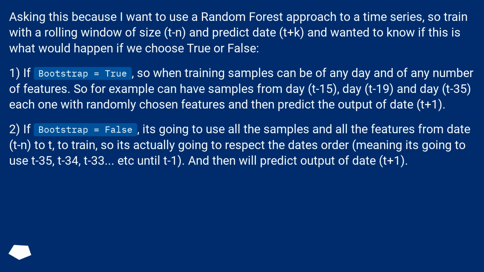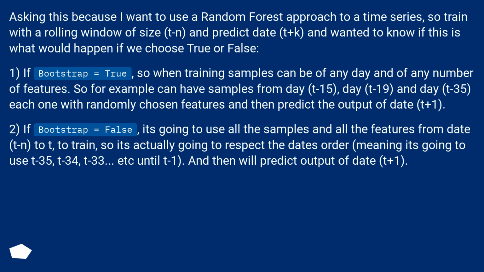1. If bootstrap equals true, so when training, samples can be of any day and of any number of features. So for example, can have samples from day t15, day t19, and day t35, each one with randomly chosen features, and then predict the output of date t plus 1.